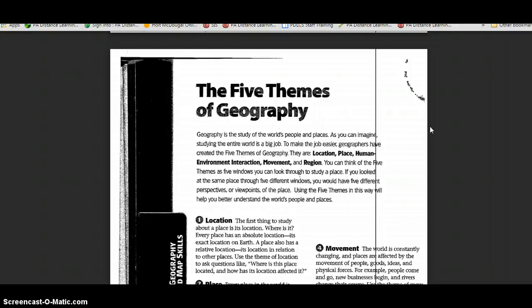You can think of the 5 themes as 5 windows that you look through to study a place. If you looked at the same place through 5 different windows, you would have 5 different perspectives or viewpoints of the place. Using the 5 themes in this way will help you understand the world's people and places.